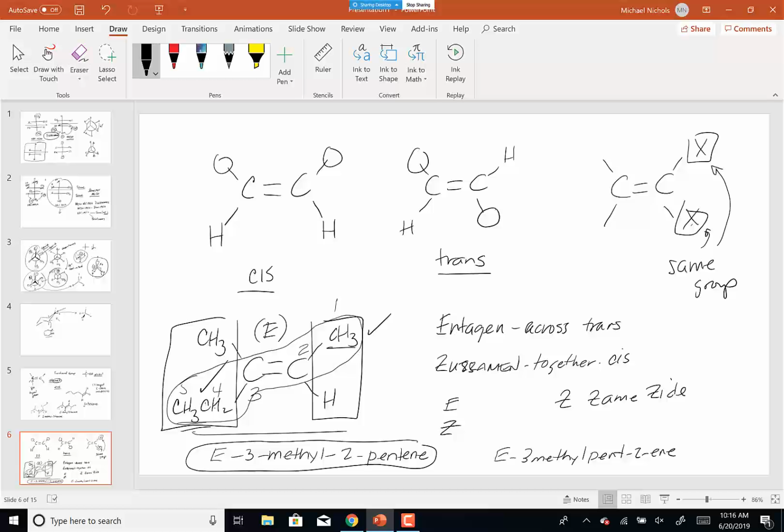Because I've got the longest chain, right? So I've got 1, 2, 3, 4, 5 in the longest chain. So in this case, I don't have 6 carbons. This was a different molecule than the one before. We could go back and name that now cis or trans. But that's the name of this one. So this would either be E-3-methyl-2-pentene or E-3-methyl-pent-2-ene. I'll take either one. But the critical part here is it's E.